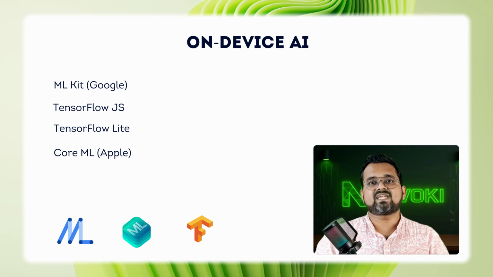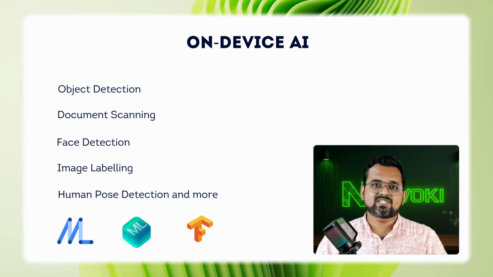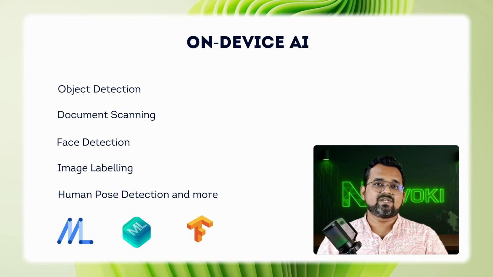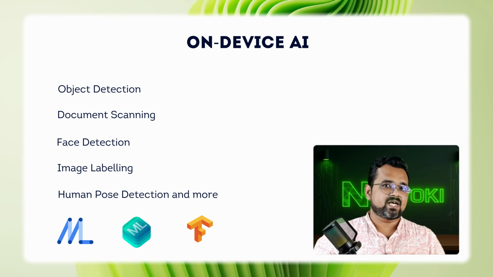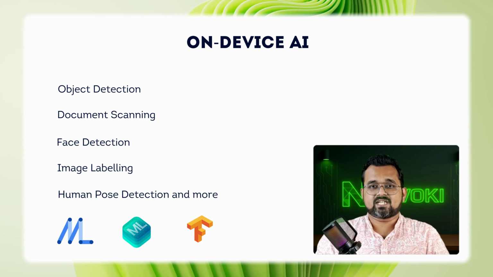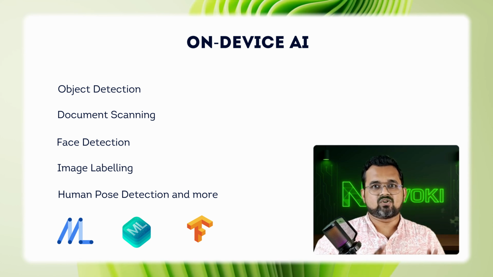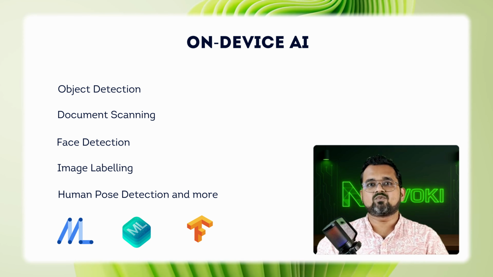With this, you can make apps with features like object detection, document scanning, image labeling, face detection, and many more ideas. So now you can make a hybrid app using these LLM APIs. That means small AI work will run locally on the device while the heavy workload goes to the server.